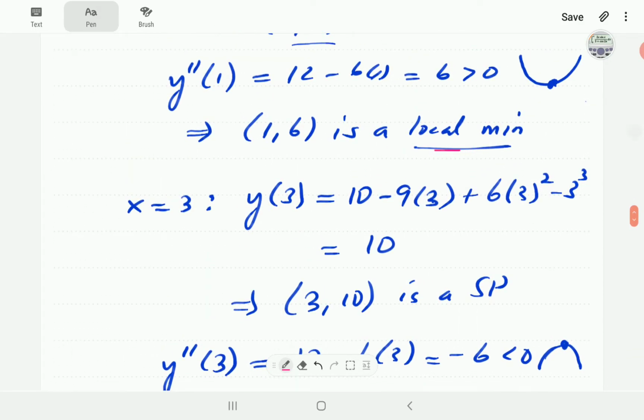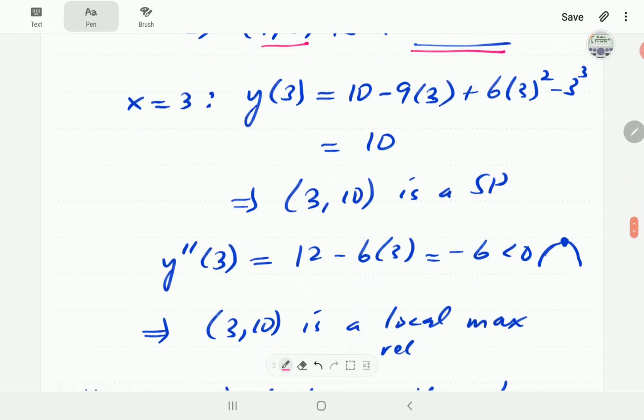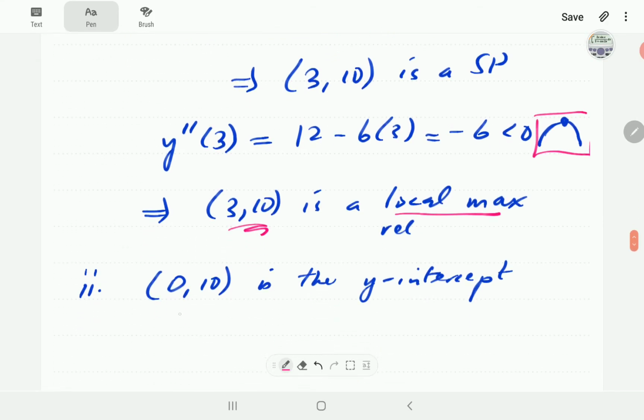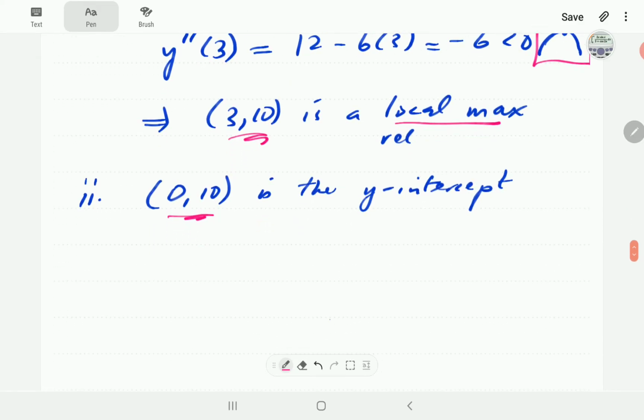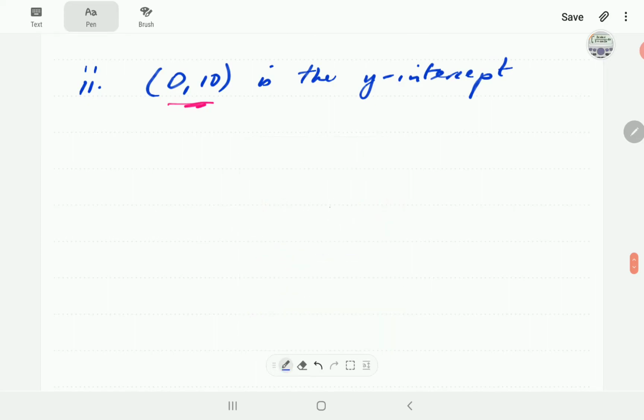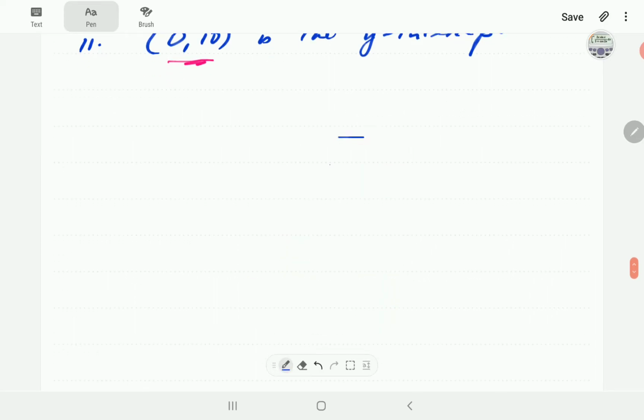So we have got a local minimum, which means a point where the graph is shaped like that, at (1, 6). We have got a local maximum where the graph is shaped like this. This is at (3, 10). And then we know the graph also goes through (0, 10). So from this we can make a sketch of the graph. And this is how it's going to look.